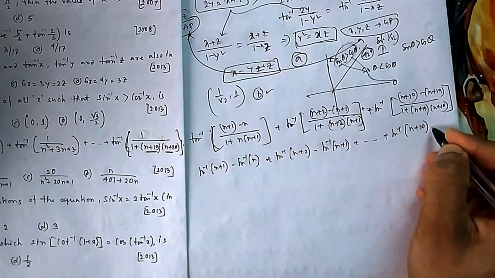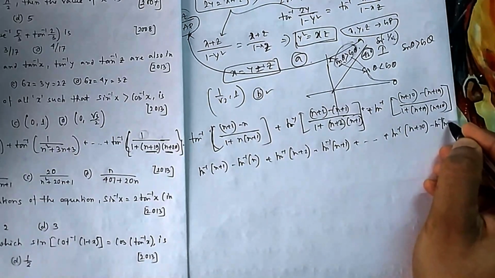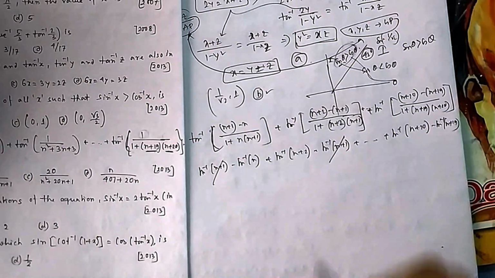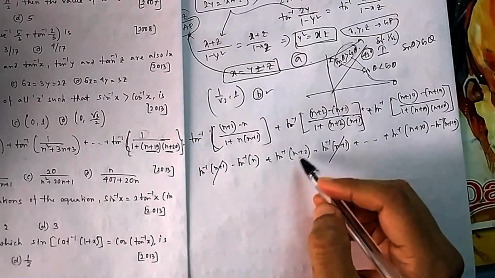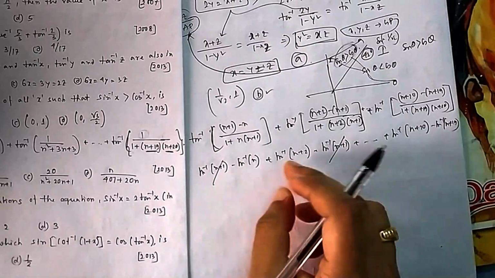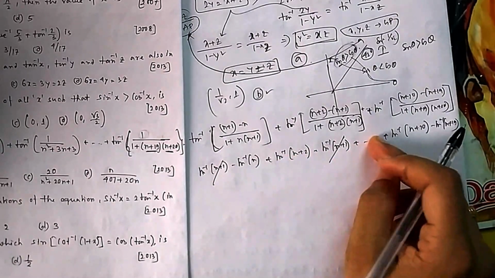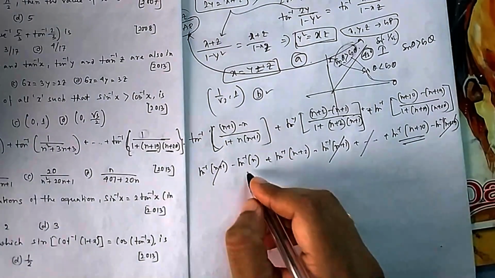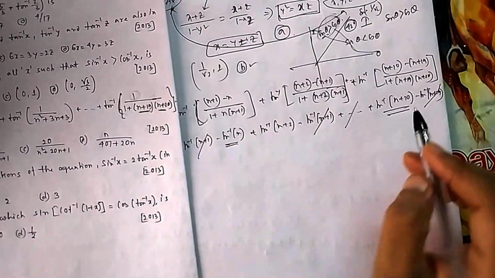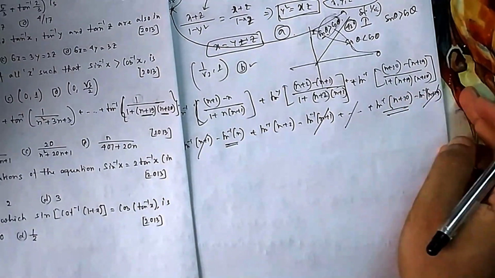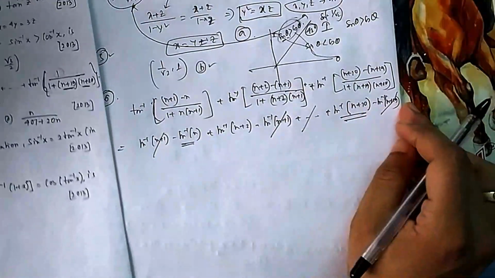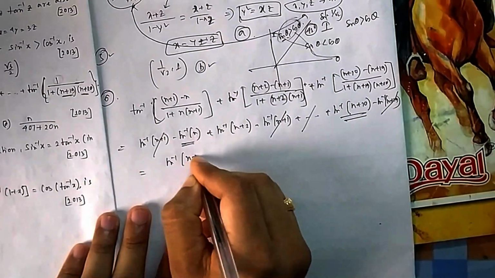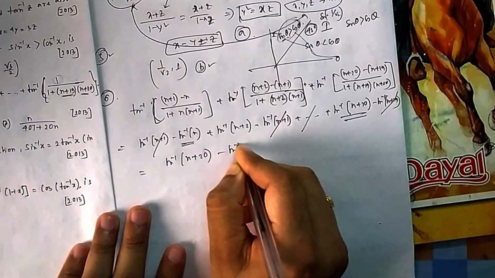The sum becomes tan inverse n plus 1 minus tan inverse n, plus tan inverse n plus 2 minus tan inverse n plus 1, and so on, up to tan inverse n plus 20 minus tan inverse n plus 19. Which ones get cancelled? Each term cancels with the next one, so the first one cancels, this one cancels with the last one. The last term remains because for cancelling it you need a term later on, which is not there. So ultimately you are left with tan inverse of n plus 20 minus tan inverse of n.